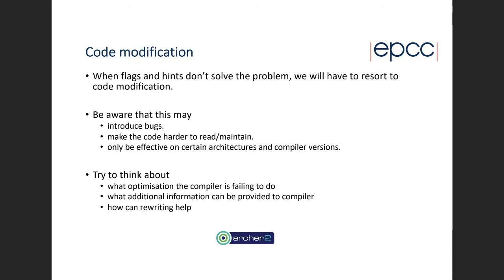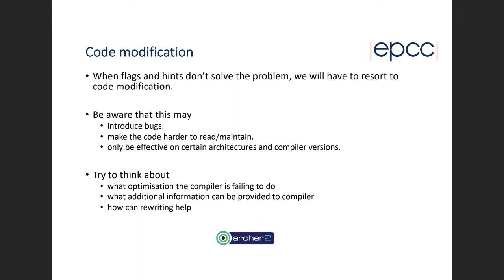So that's all great, but probably sooner or later, if flags and hints don't solve the problem, then we may have to resort to code modification. But think carefully before you go down this path. You have to be aware that this can introduce bugs. It can make your code harder to read and maintain, particularly for other people. And it may only be effective for certain architectures and certain compiler versions.